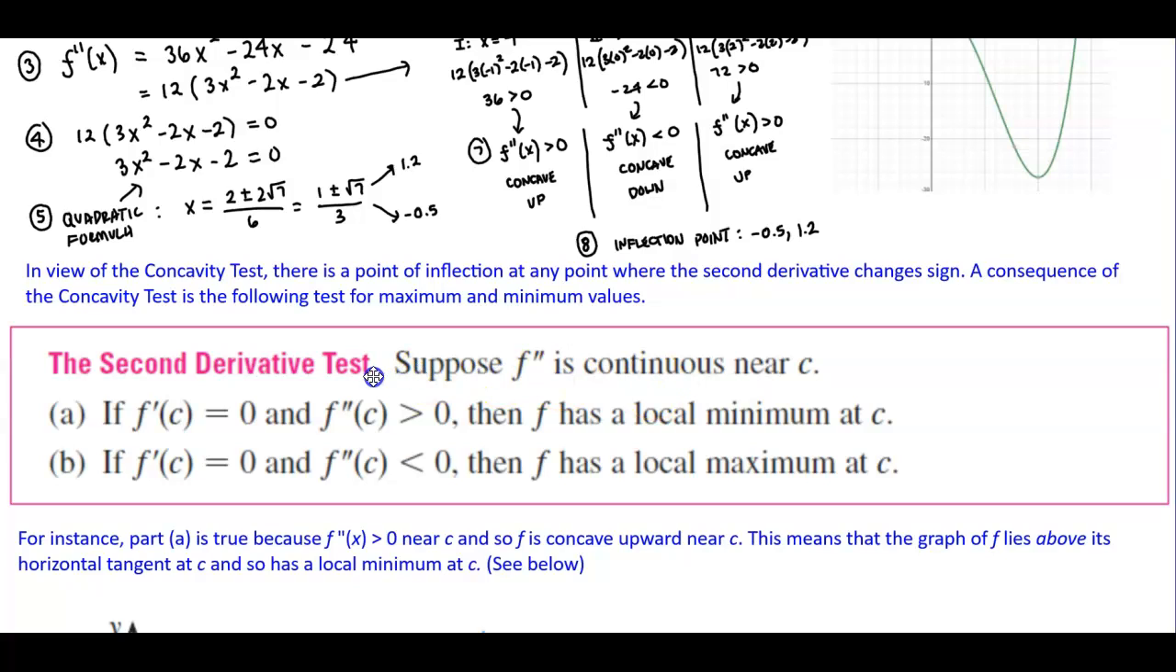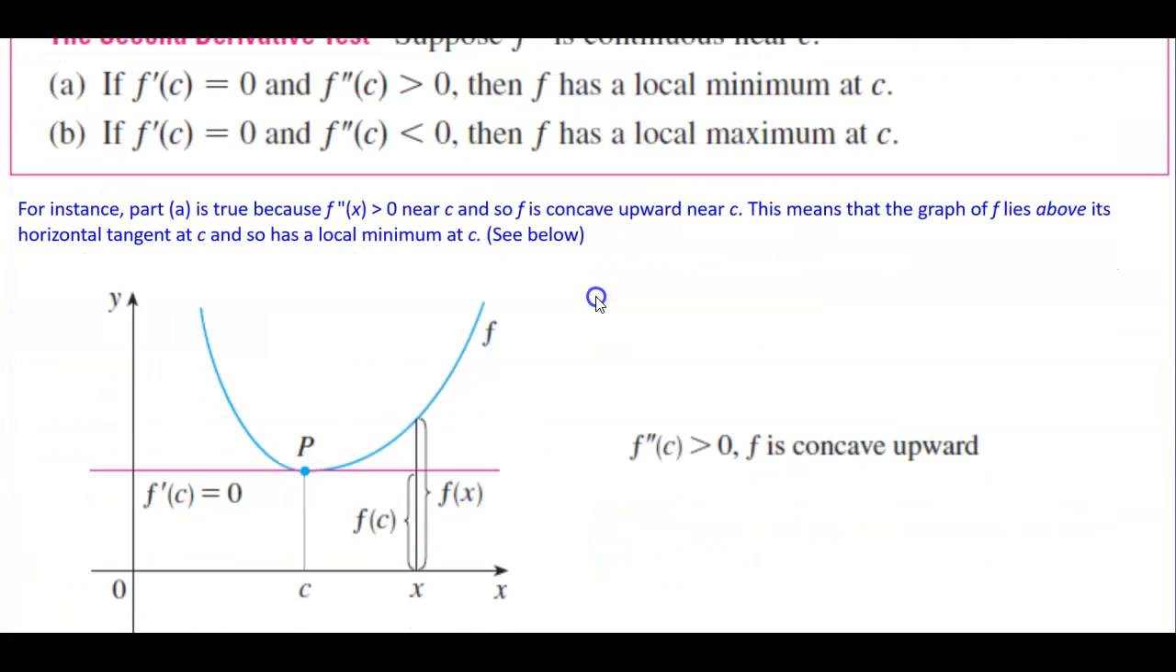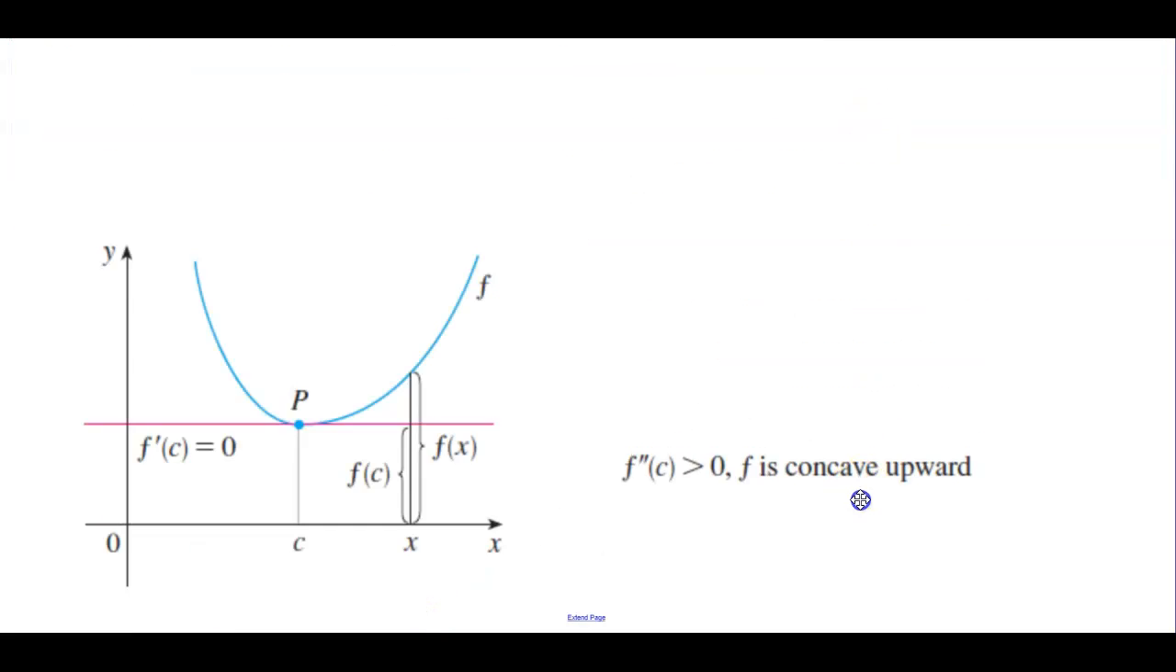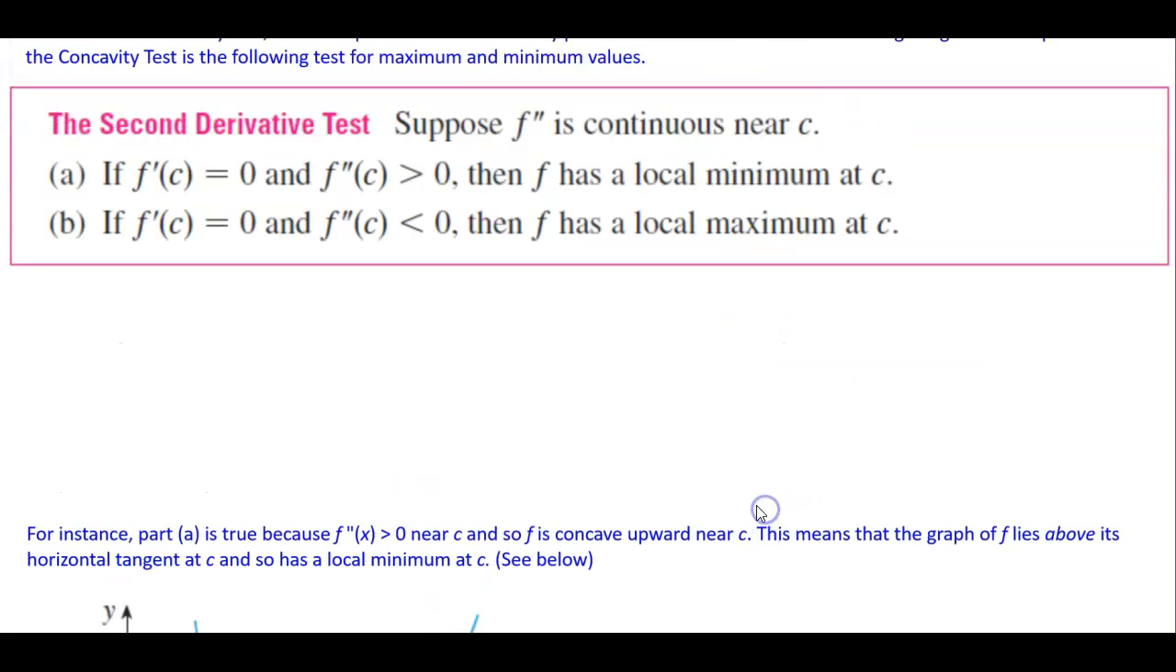Okay, now the second derivative test, suppose the second derivative is continuous near c. So if f prime of c, or the first derivative at c, is equal to 0, and the second derivative at c is greater than 0, then f has a local minimum at c. If f prime of c is equal to 0, and the second derivative at c is less than 0, then f has a local maximum at c. So let's go ahead and use the previous example before we go any further here to determine what the local minimum and local maximum is.